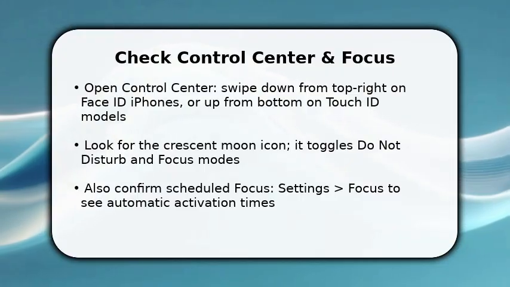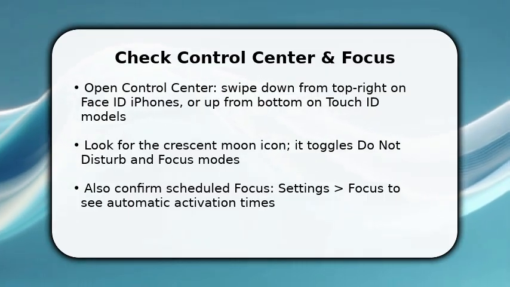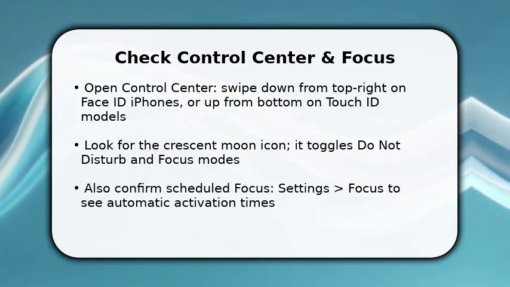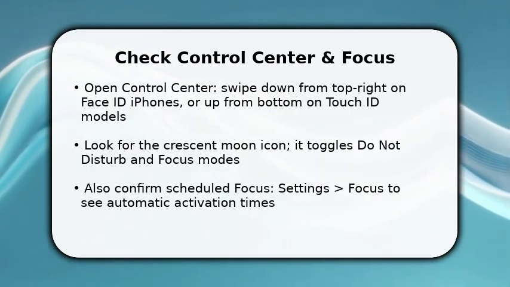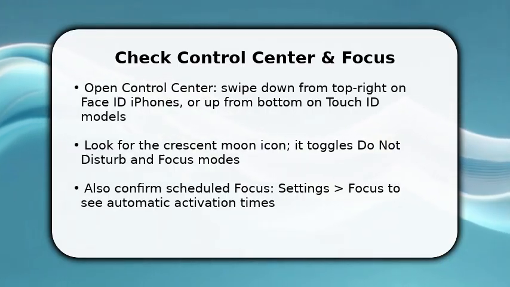You start by opening Control Center because that's the quickest route. Tap the crescent moon to turn Do Not Disturb off. This immediately restores calls and alerts. Once done, go to Settings Focus to confirm whether a scheduled focus or automation is re-enabling it.